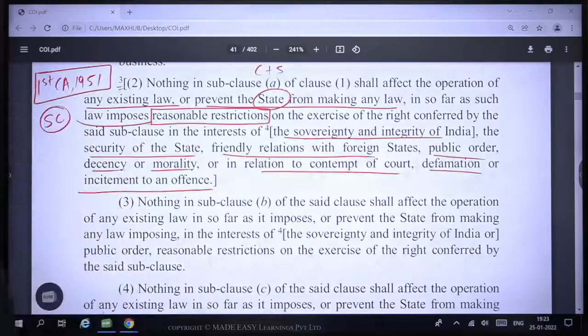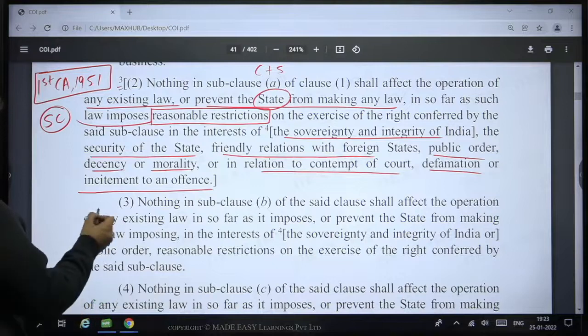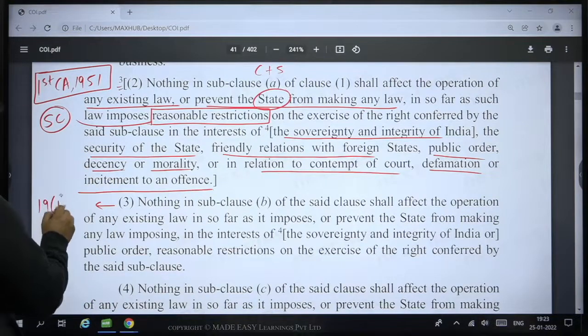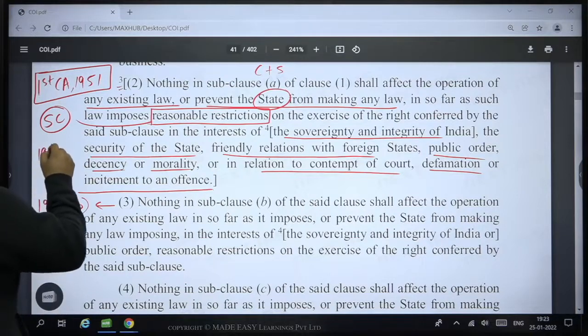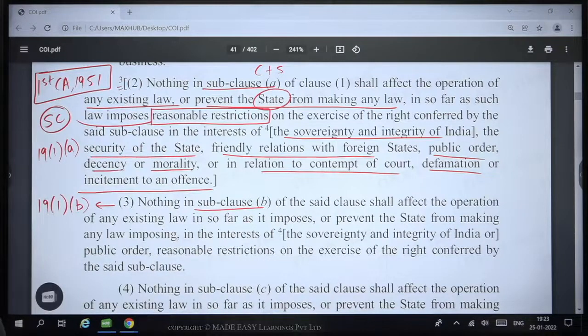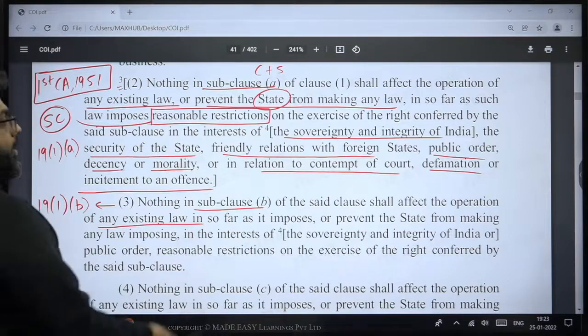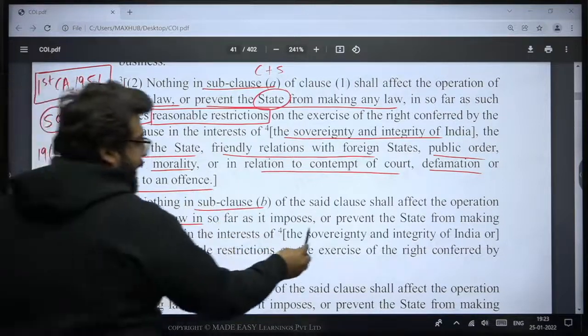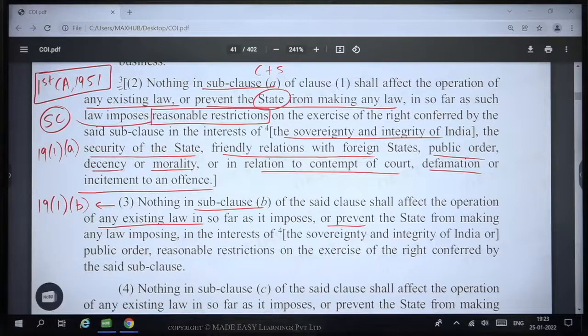Now let's look at Article 19 Clause 3. Article 19 Clause 3 says, nothing in subclause B, which means Article 19 Clause 3 is to further explain Article 19 Clause 1 subclause B. This was for Article 19 Clause 1 subclause A, as you saw here. Now here it is B. Nothing in the said clause shall affect the operation of any existing law in so far as it imposes, which means what is missing? Or prevent the state from making any law. Now that has been added here: or prevent the state from making any law in the interests of sovereignty and integrity, or public order, or reasonable restrictions on the exercise of the right conferred by the said clause.